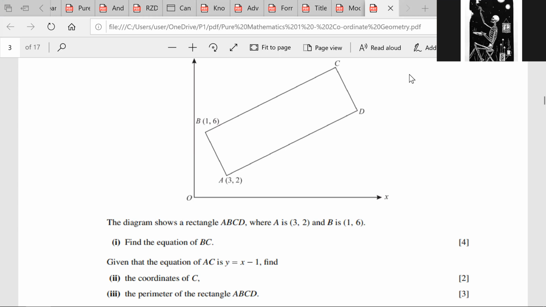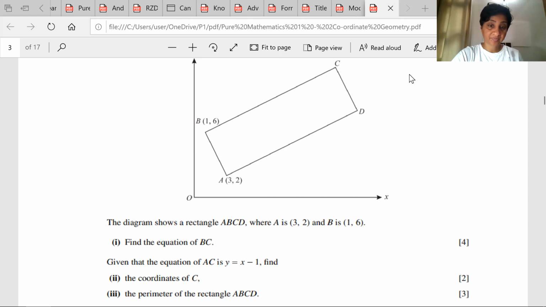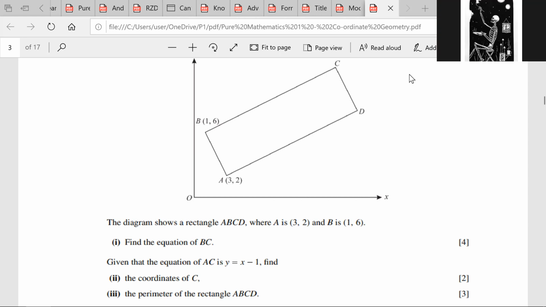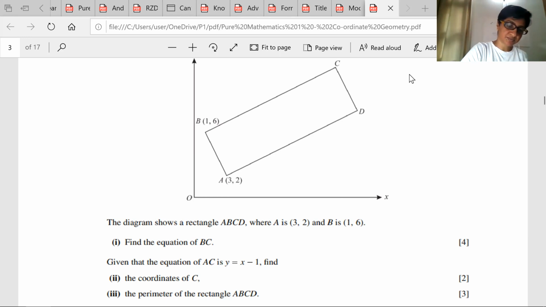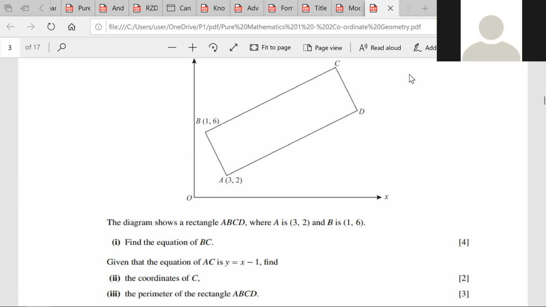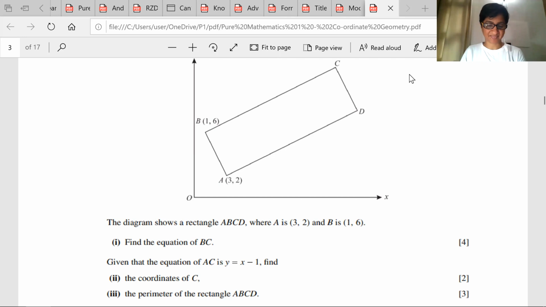Miss, I got 13, 12. 13, 12. Okay, so that's the coordinates of C. Can someone verify that? Miss, I got it. Okay, 13, 12.